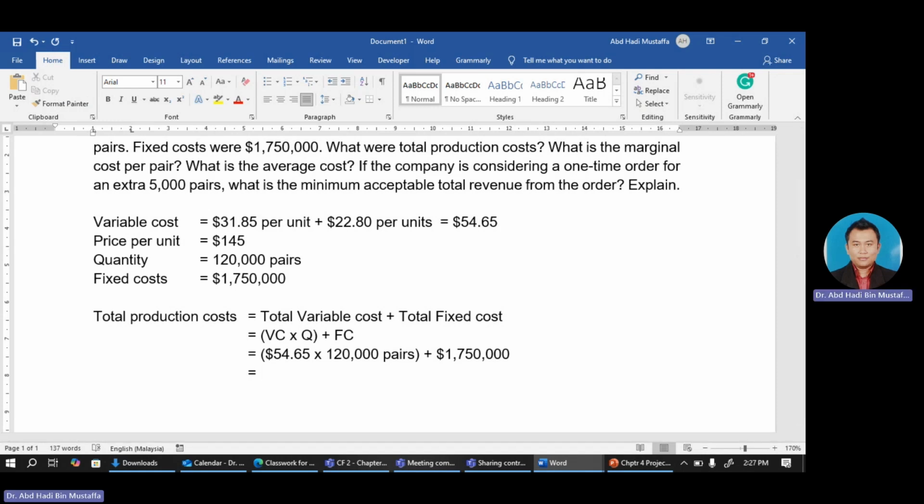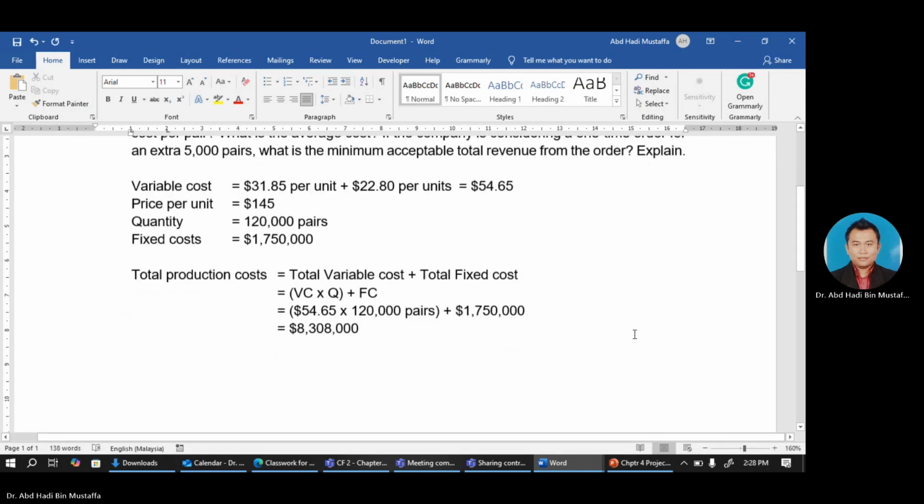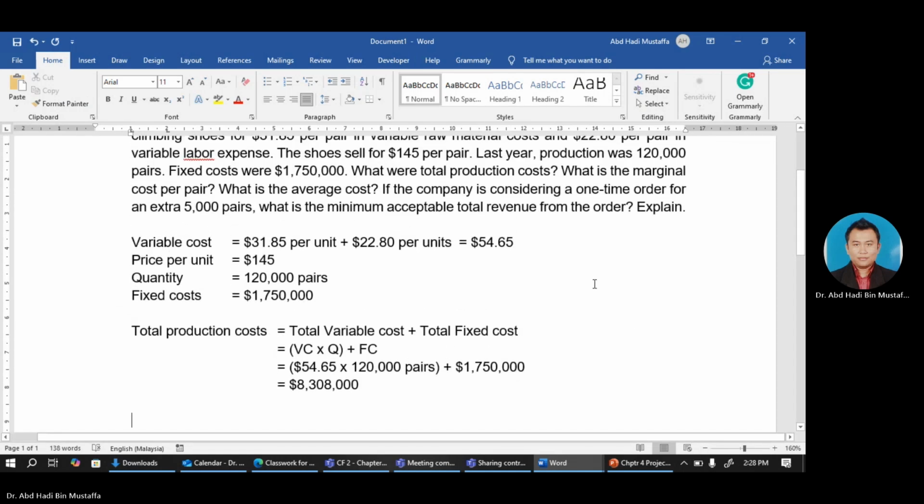Okay, calculator helps much. So you get the total cost of 8,308,000. You should have this answer. Cross check. So you have answered part of the question, which is total production cost. Okay, this one is done.